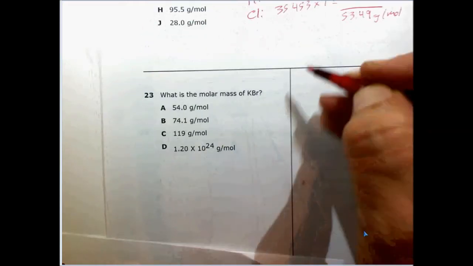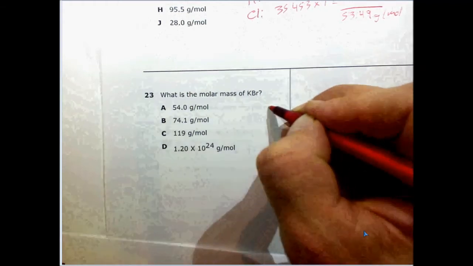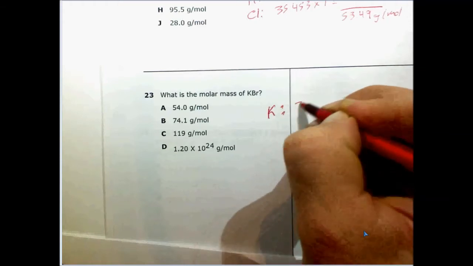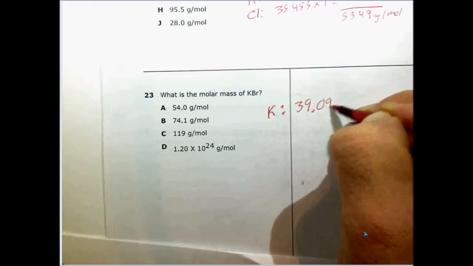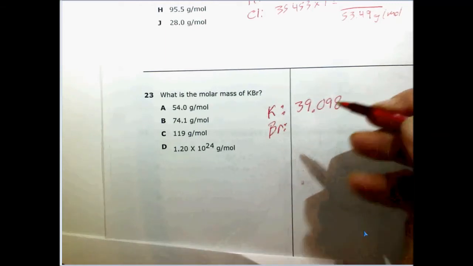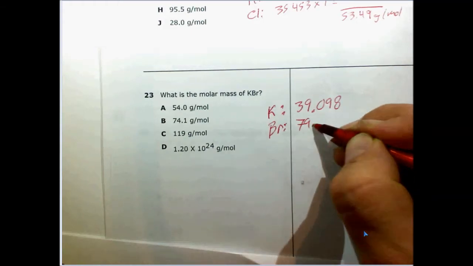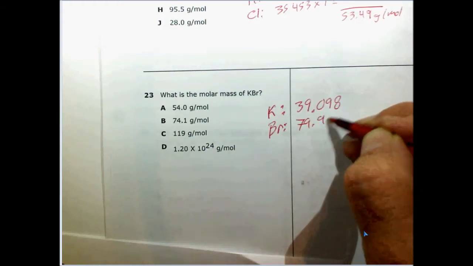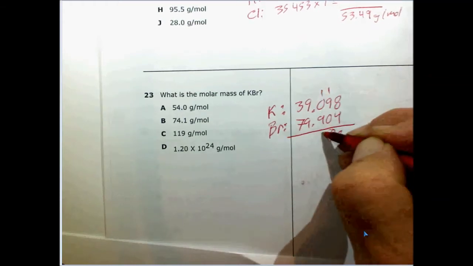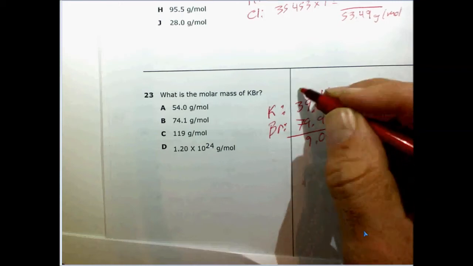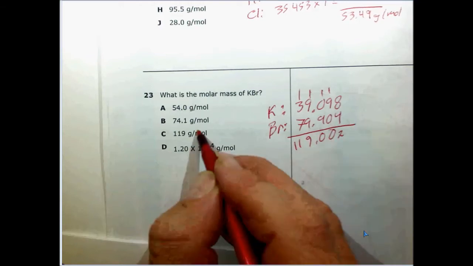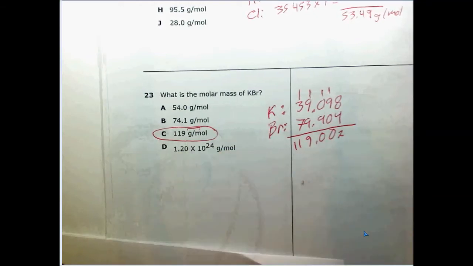Number 23, what is the molar mass of KBr? Well, the molar mass for K from the periodic table is 39.098. The molar mass for Br is 79.904. Adding them gives 119.002 grams per mole. That's the correct answer.